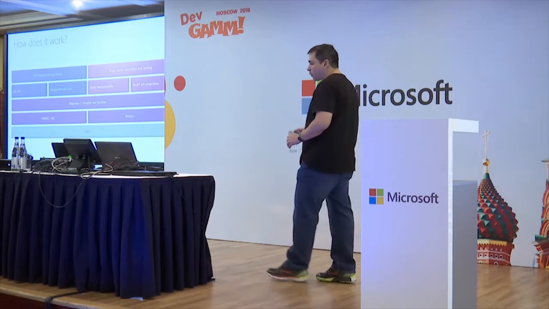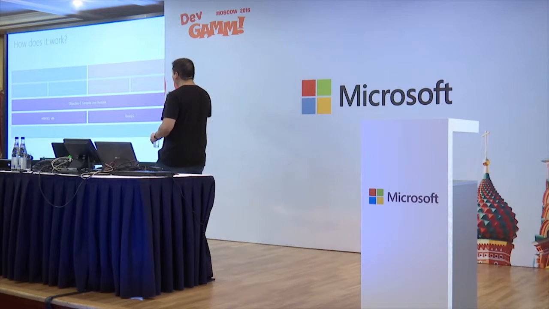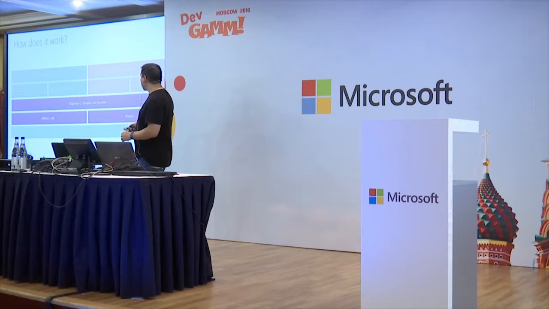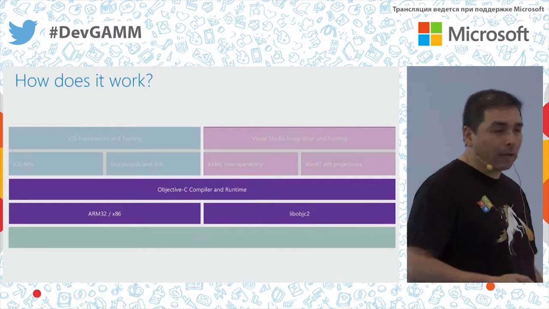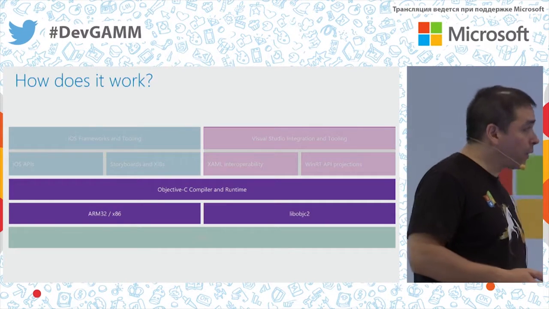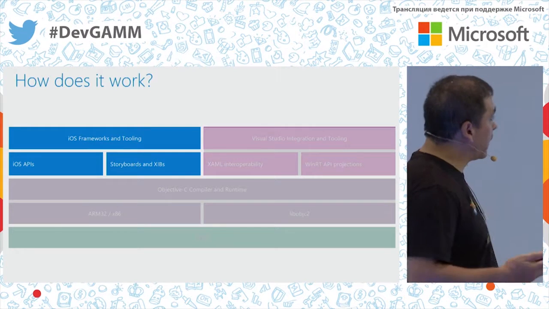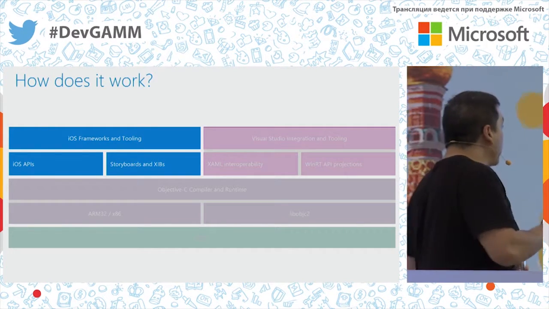Again, if you want to see how it works, this is how it works. The first thing that you do is we have our Objective-C compiler, so it's the Clang compiler as you're familiar with it. And then with regards to code generation in our world, we give you ARM, we give you x86, so you can compile for running on Windows and running on phone. And then we give you our own version of the Objective-C runtime. With regards to the iOS frameworks and tooling, we give you our own implementation of that.